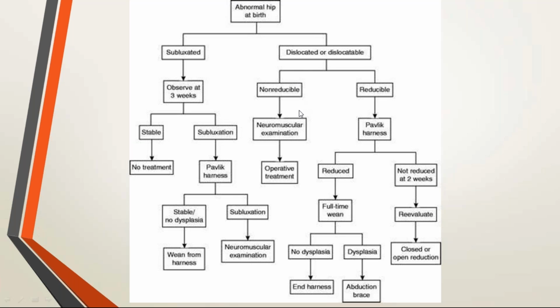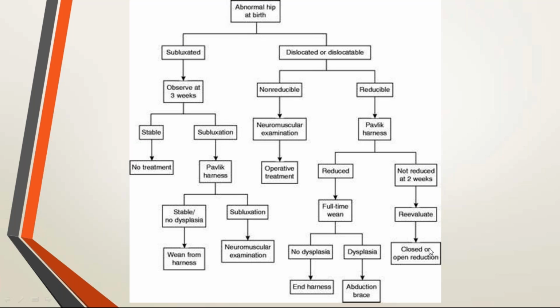If it's non-reducible, then check for something wrong with the muscular problems. If it's not reducing, then you will have to go for the open reduction. If it's reducible, continue with the Pavlik harness. If it is reduced, wear it for 3 months, then wean regularly and maintain with the abduction brace. Not reduced at the end of 2 weeks, reevaluate, then perform closed or open reduction.